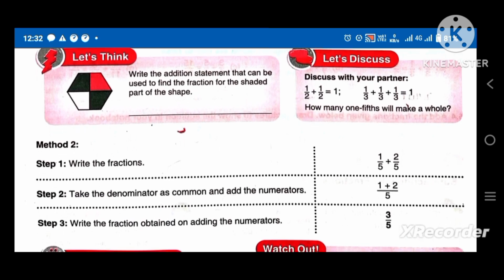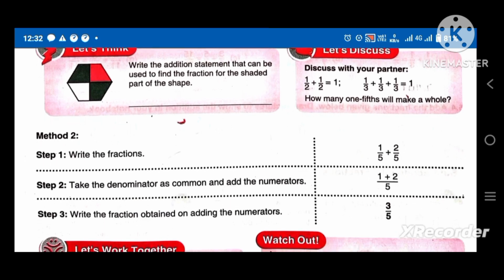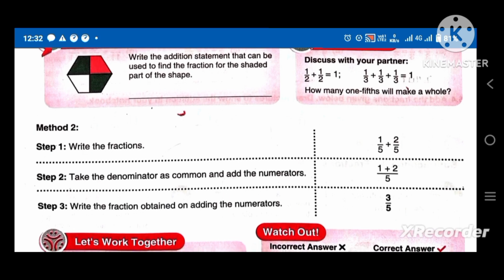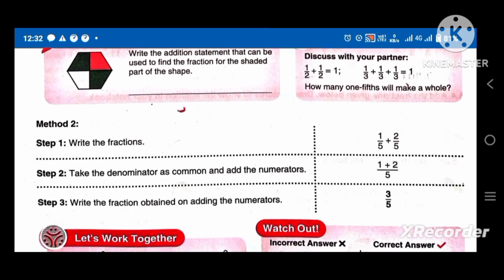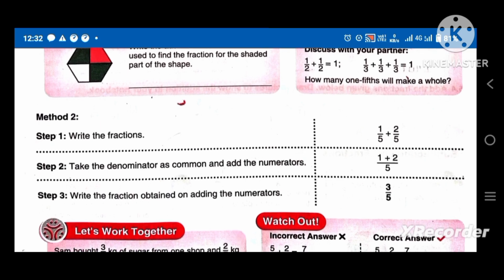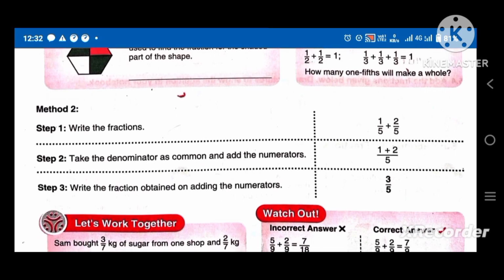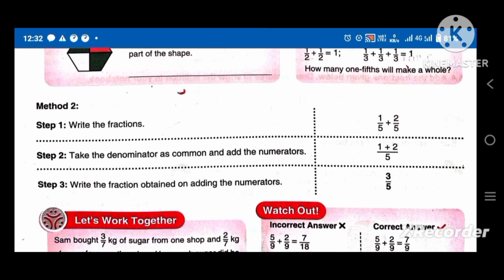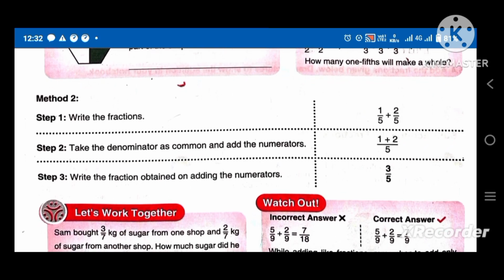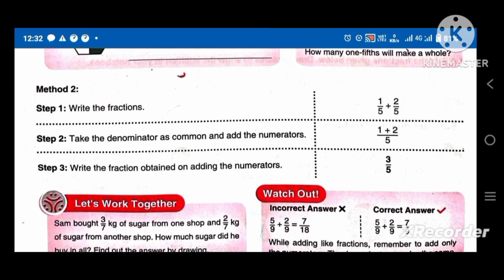Method 2. Step 1. Write the fractions 1 by 5 plus 2 by 5. Step 2. Take the denominator as common and add the numerators. The common denominator is 5. Add the numerators 1 plus 2. Step 3. Write the fraction obtained on adding the numerators. That is 3 by 5. Let's work together.